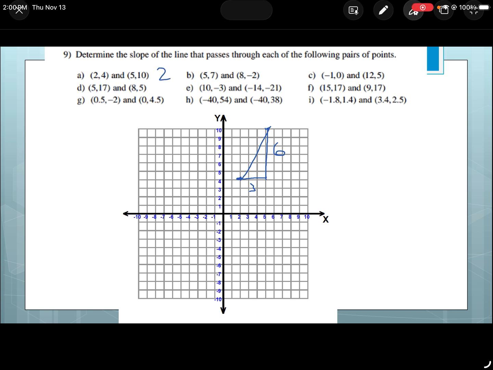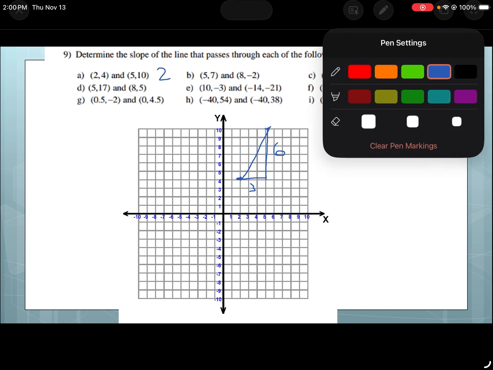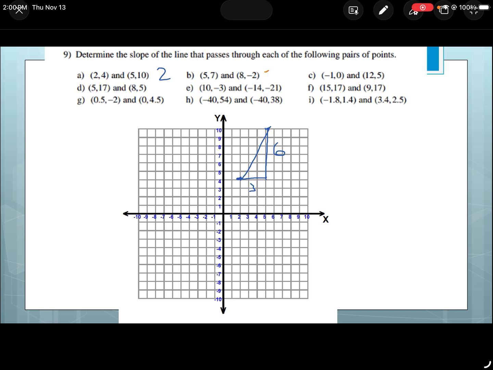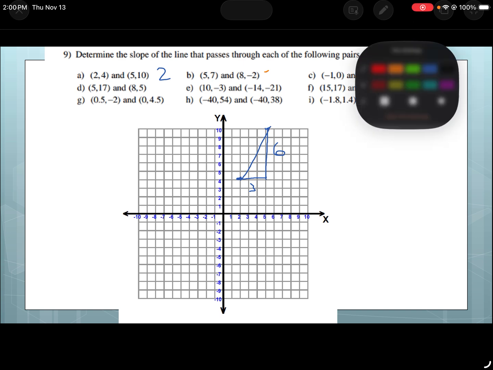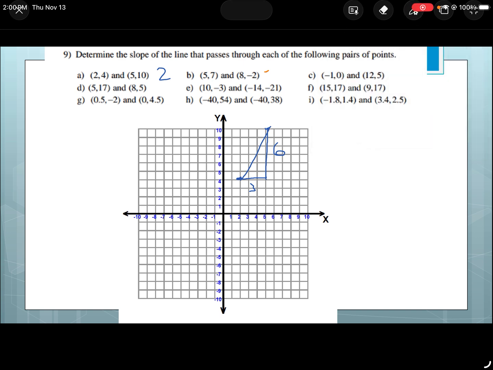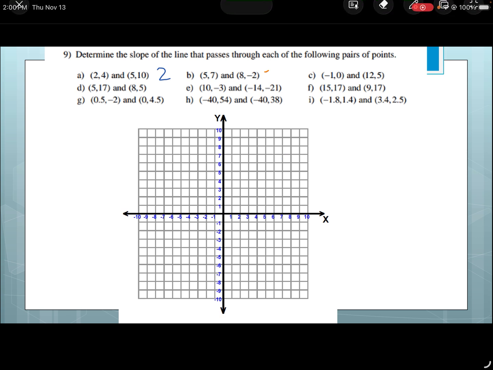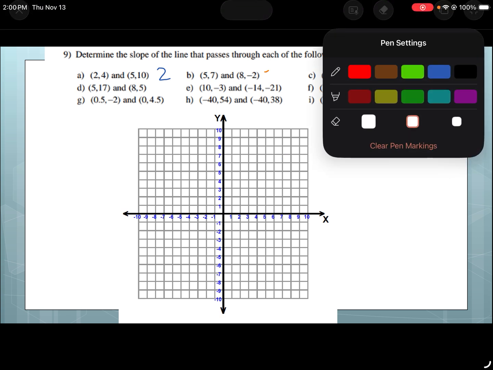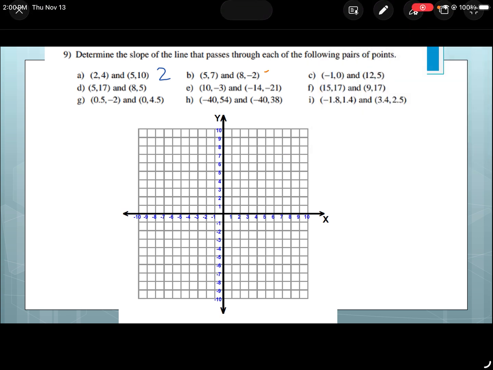If I do the next one, let's do it in another color, like orange or something. Actually, let's erase everything, because it doesn't really work otherwise. So let's erase all that, and let's go for the next one. So we'll do (5, 7). (5, 7) is here. And then (8, -2) is here.